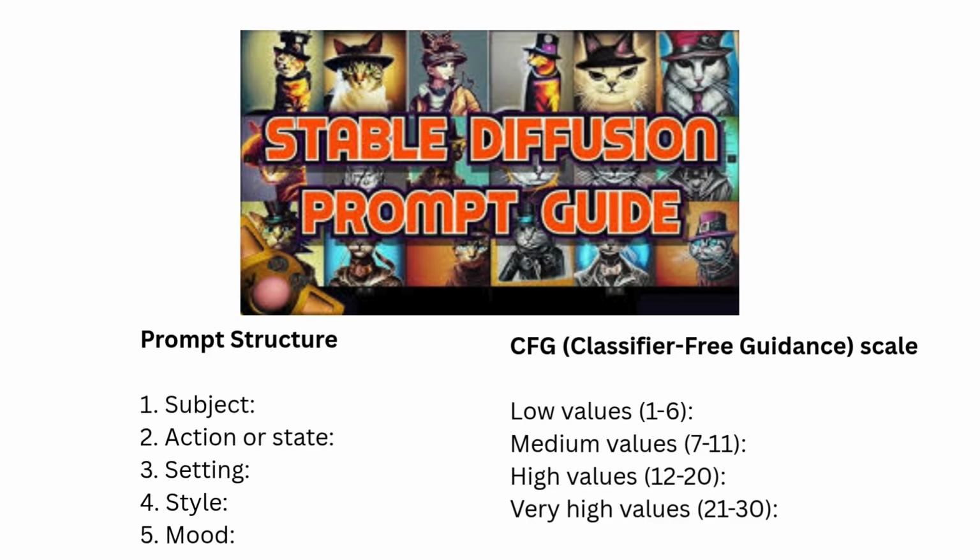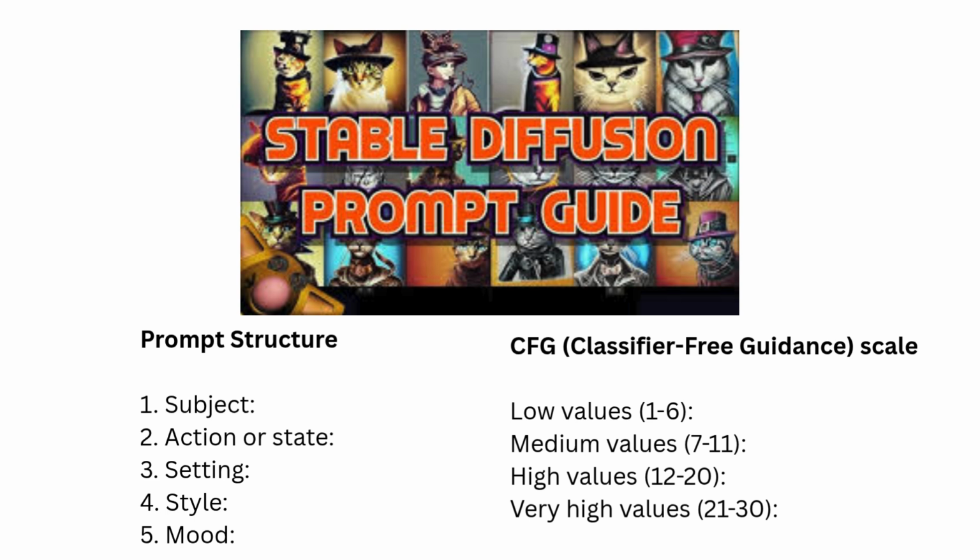I want to show you the best way to provide Stable Diffusion an effective prompt. Here are the steps you want to consider. 1. Subject. What is the main focus? 2. Action or state. What is it doing? 3. Setting. Where is it? 4. Style. How should it look artistically? 5. Mood. What is the overall feeling?